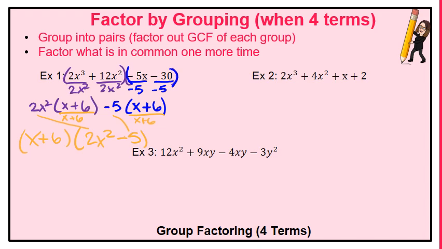Okay, let's try another one. So group the first 2, group the last 2. You'll notice these are in standard form. In general, you want standard form. Doesn't have to be always, but that makes it a little bit easier. So my first GCF is 2x squared. If I factor out that 2x squared, I have an x plus a 2.